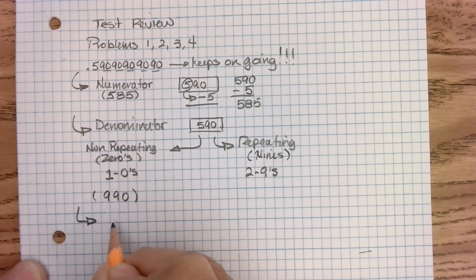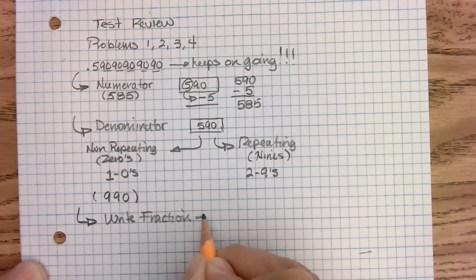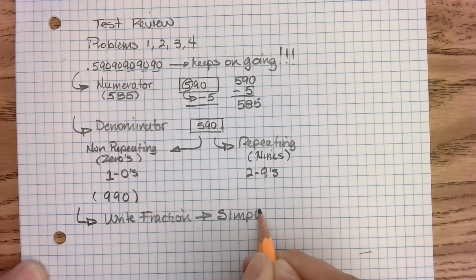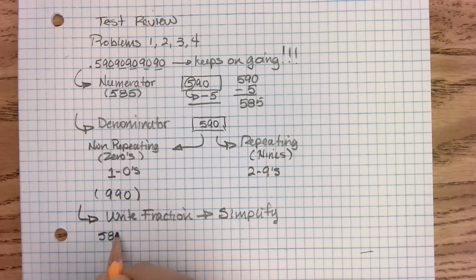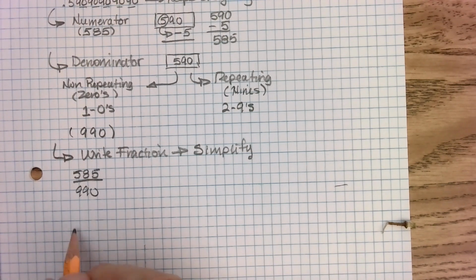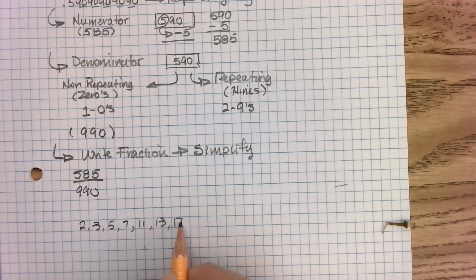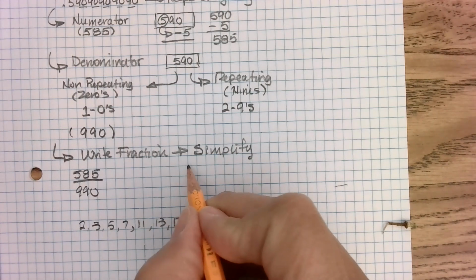Now my next step here, I have to write the fraction, and then I have to simplify it. Okay, the hardest part's done. This next part, you have to use a calculator. So I have 585 divided by 990 as my fraction. Here, we just simply want to do the prime factorization. Now remember, your prime factors are like 2, 3, 5, 7, 11, 13, 17, they just keep going, 23, 29, I think the next one is 31, and I think 37. They're numbers that only have themselves and one as a factor. We're going to use these to help us break this apart. So we're going to do 585 first.